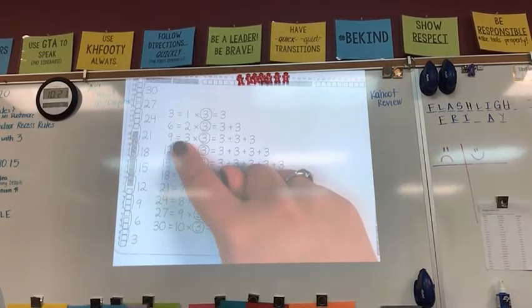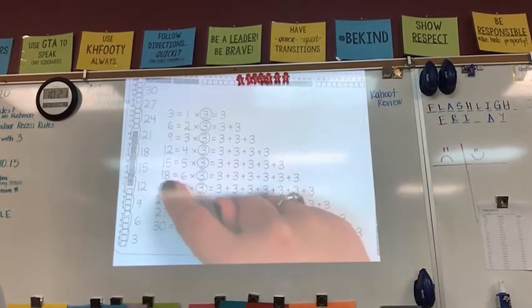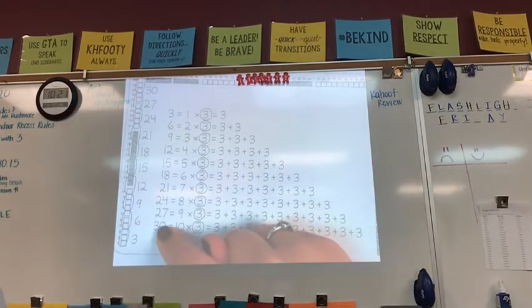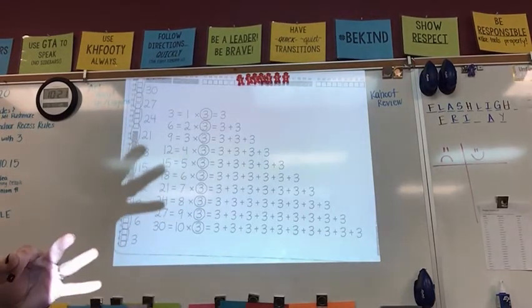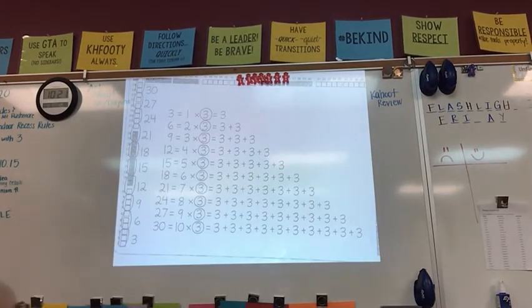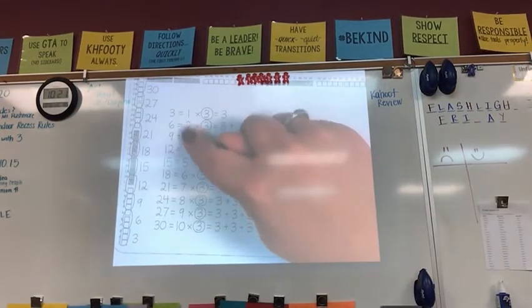Let's check. 9, 18, 27. Oh, so every third fact would be a 9's fact because 3 groups of 3 gets us 9. Nice. Do you notice any other patterns with these numbers?